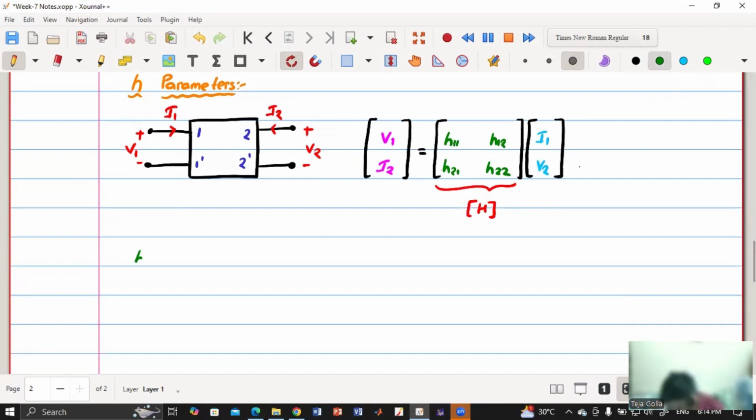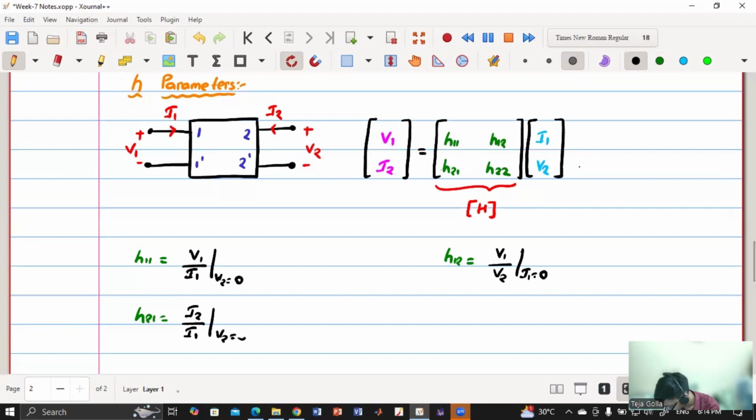Now individually I can define these H parameters from the matrix itself. H11 is equal to V1 by I1 when V2 is equal to 0. From the matrix only I'm writing, I'm not remembering. I'm looking at the matrix, and from there itself I'm writing. And H12 is V1 by V2 when I1 equals 0. Similarly, H21 is equal to I2 by I1 when V2 equals 0, and H22 is equal to I2 by V2 when I1 equals 0.